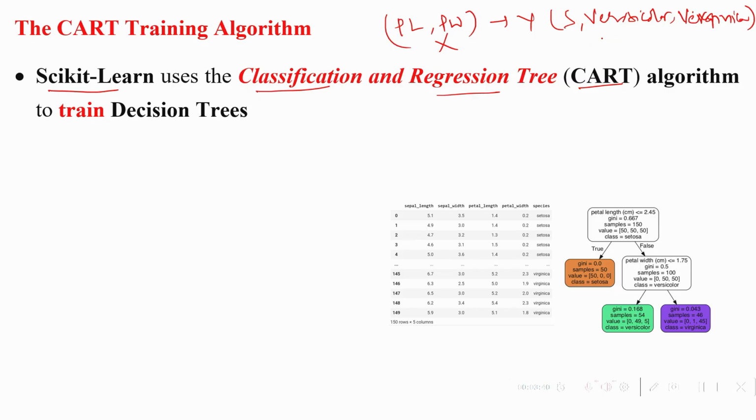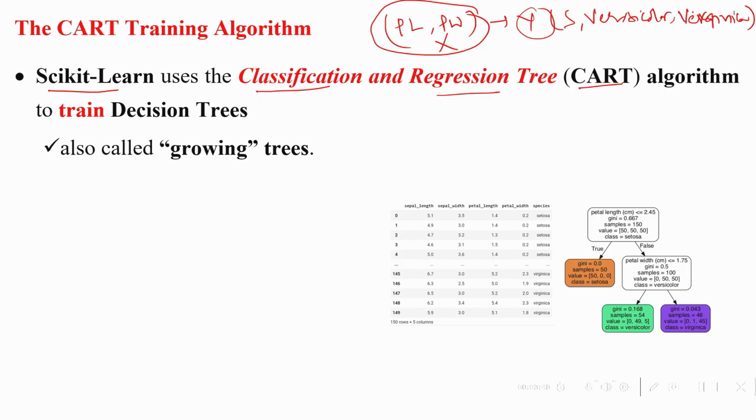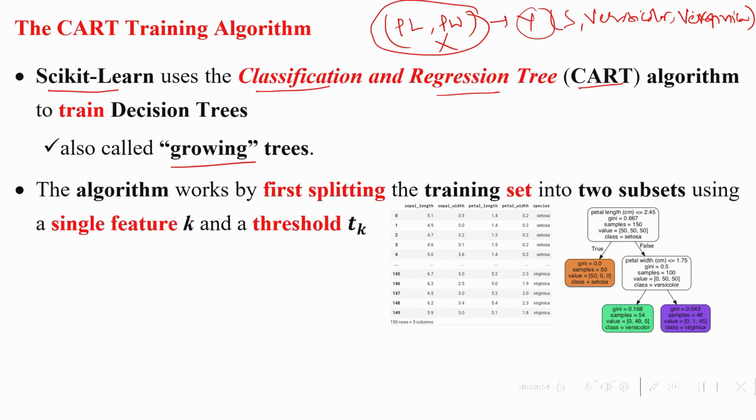Based on this information, you have to find out the corresponding class label, and the entire thing is represented in the form of a tree-like structure. This is also called growing trees. The algorithm works by first splitting the training set into two subsets using a single feature k and threshold value tk. In our example, the features are petal length and petal width, and the class labels are setosa, versicolor, and virginica.